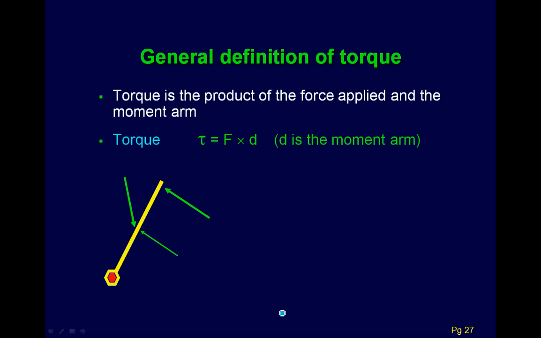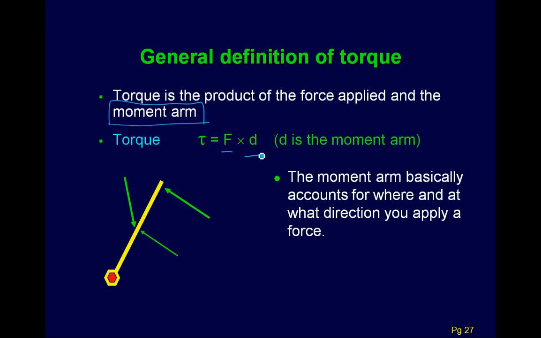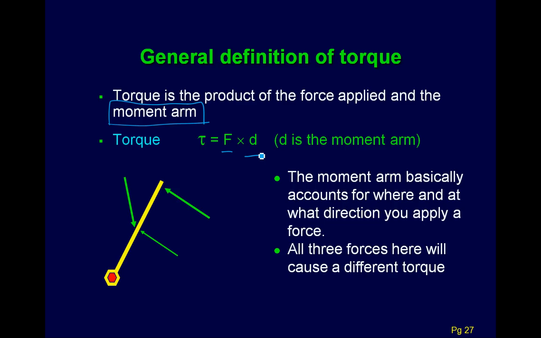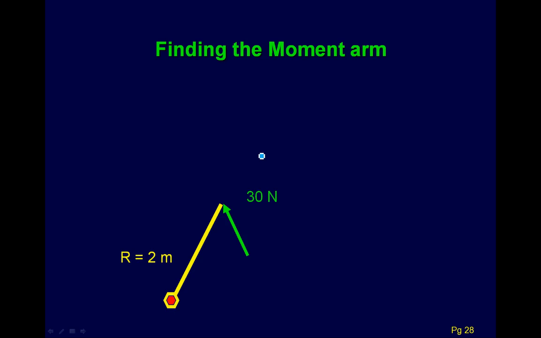So now a more general definition of torque, we're going to use what's called the moment arm. Okay, and this one is a little bit less physical, but it can usually be quicker in getting the actual answer. And so torque can be defined as the force times d, where d is the moment arm, and the moment arm basically accounts for where and at what direction you apply a force. All three forces here will cause a different torque in this little picture here with the wrench. And so let's look at how to find this.